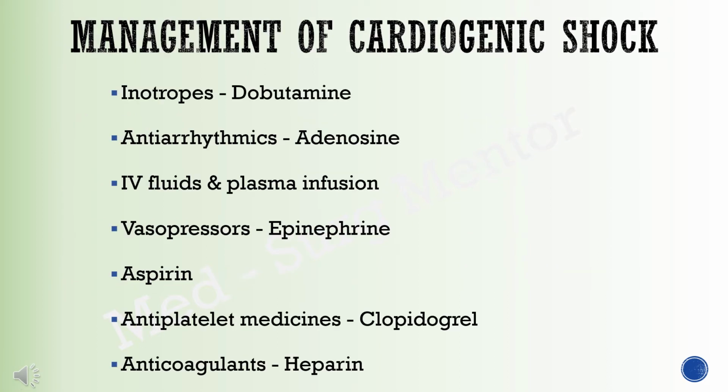Now let's move on to the management of cardiogenic shock. Common pharmacological managements are inotropes like dobutamine, antiarrhythmics such as adenosine, IV fluids and plasma infusion, vasopressors like epinephrine, aspirin, antiplatelet medicines such as clopidogrel, and anticoagulants such as heparin.